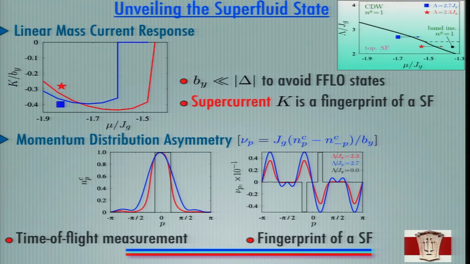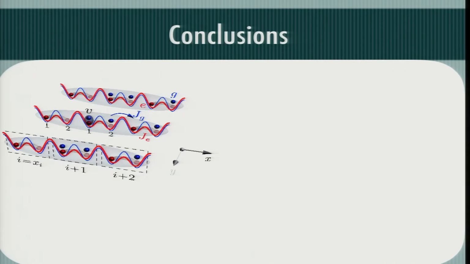Of course, what one can also do, after applying this magnetic field, is time of flight measurements. Look at the momentum distribution asymmetry as a function of Vy. Indeed, that's another signature of this superfluidity, because there is an anisotropy here. I'm plotting the anisotropy here, it is nu sub p. So this is also a fingerprint of the superfluid.